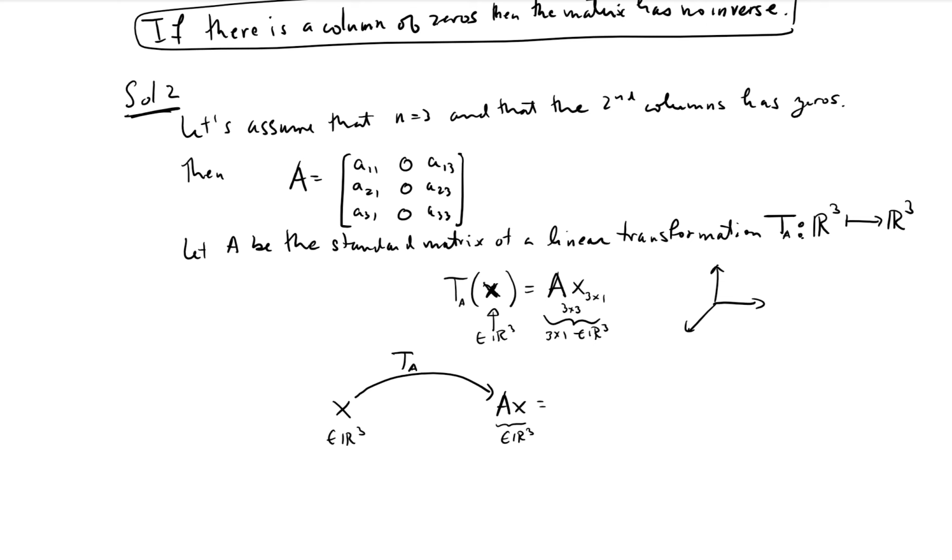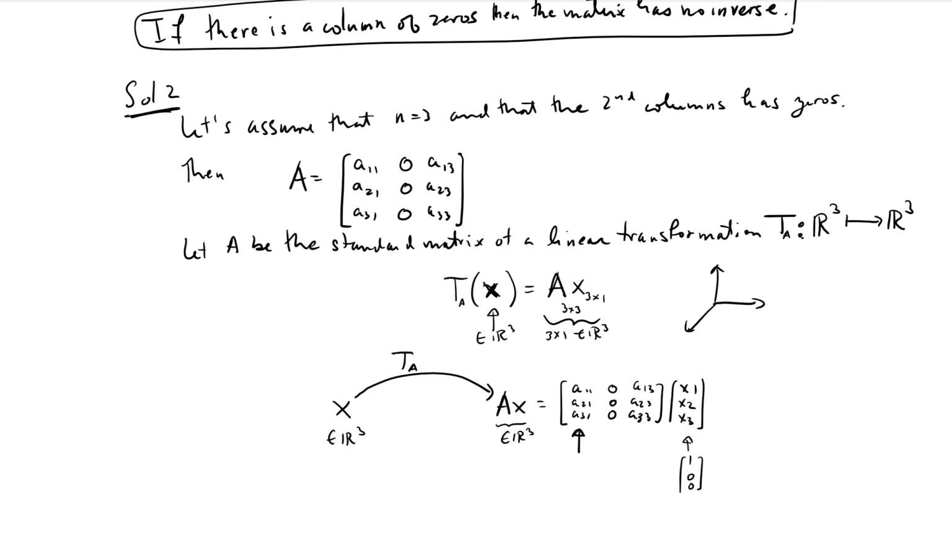Now AX is what? AX is going to be A11, A21, A31, 0, 0, 0, A13, A23, A33, and I multiply that by X1, X2, X3. Now this guy here, imagine that this vector is the vector 1, 0, 0. If you multiply matrix A by 1, 0, 0, you're going to get the first column of A.